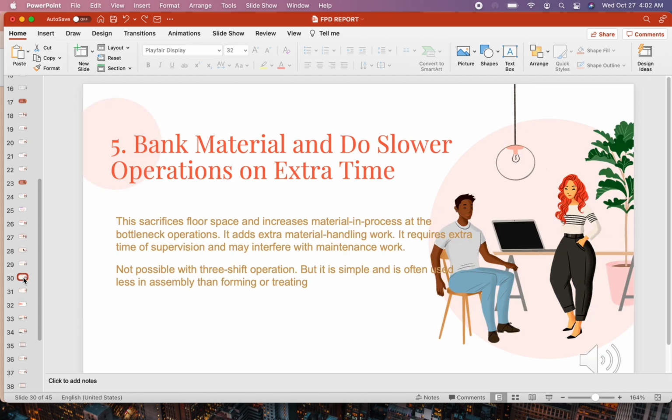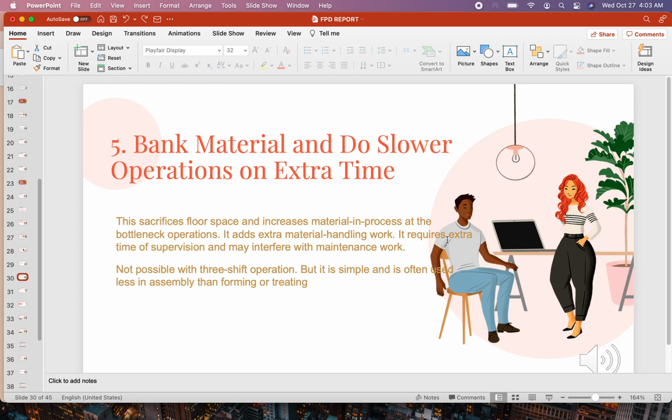And number five, bank material induces lower operations and extra time. From the term bank material, that means we need to aggregate material, we need to have stockpiles. Although this sacrifices floor space, the brighter side of it is that it helps increase material in process at the bottleneck operation. It adds extra handling work.